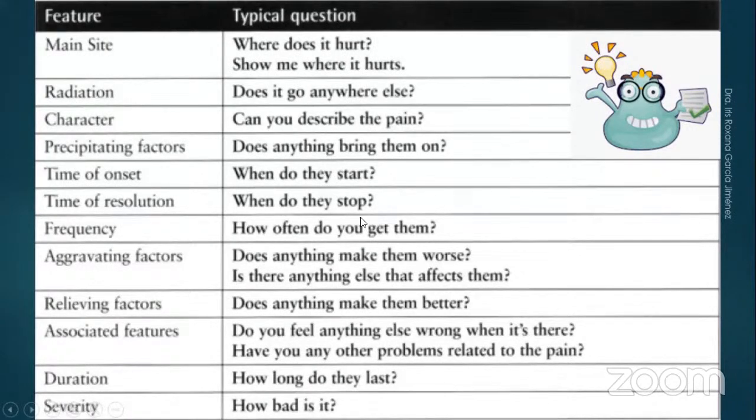So you can see about the duration, how long do they last? About severity, how bad is it? So in that order, when we ask about these kinds of situations, these symptoms, trying to convert them into findings, we have this list of questions, following these objectives, and they are, of course, similar to Spanish.